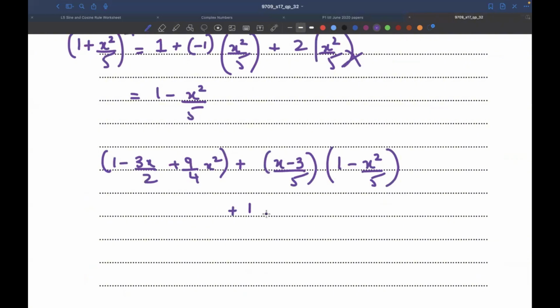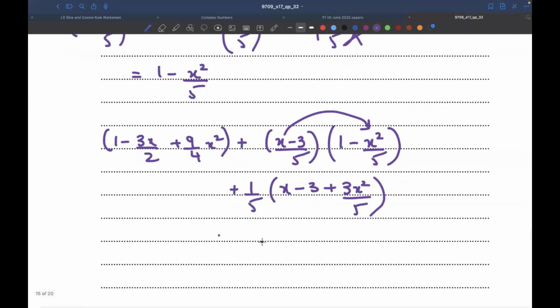So if you just write it as 1 upon 5, this will become x, and this will become x into x will become x cubed, so we can ignore this term as well. And then -3 into 1 will become -3 plus 3x square upon 5. So multiplying by 1 upon 5, we'll get 1 upon 5x minus 3 upon 5, and then this will become plus 3x square upon 25. So we have these terms over here. Now all we have to do is just simplify them.